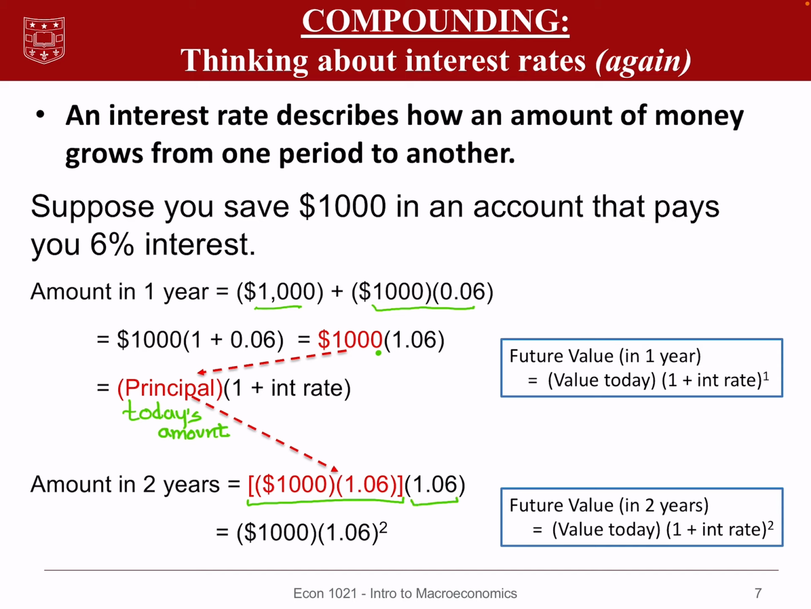Again, you earn interest on that, and so if we wanted to think about the amount of money that you would have after 2 years, the future value in 2 years is the value that you have today, so way back today, times 1 plus the interest rate squared. So in other words, this would be, in our example, $1,000 times, as I have over here, 1.06 squared.